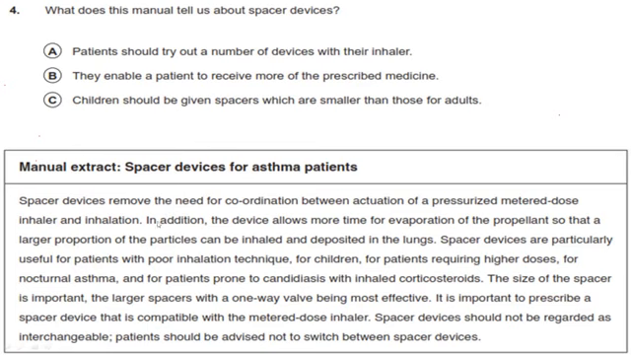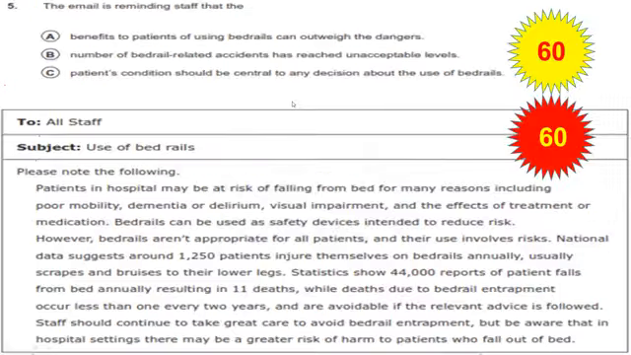Because the main purpose of this text is to tell us that the spacer is more helpful and valuable for patients who want to receive more amount of drugs. Okay. Yes, sir. Okay, thank you. Another question.